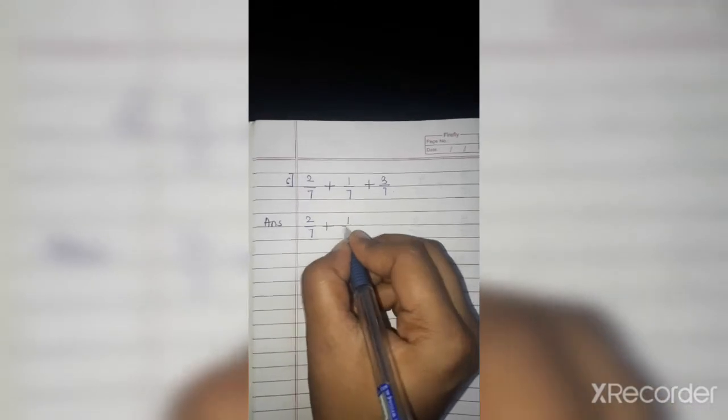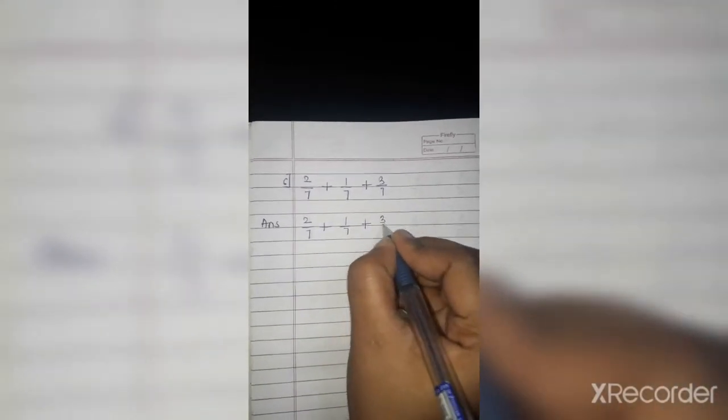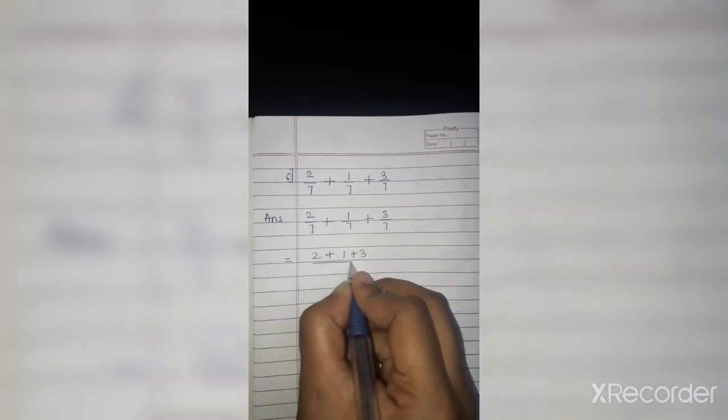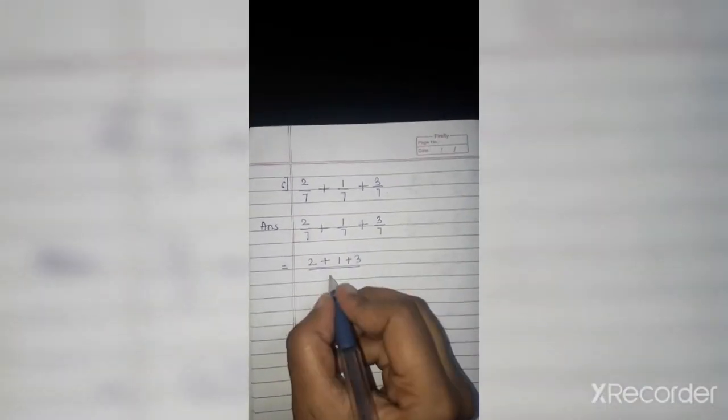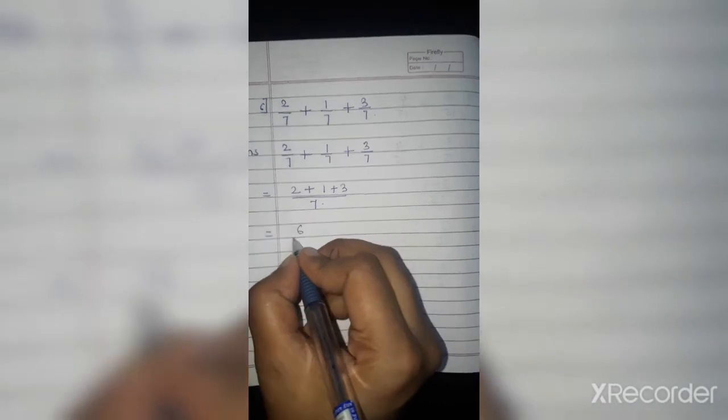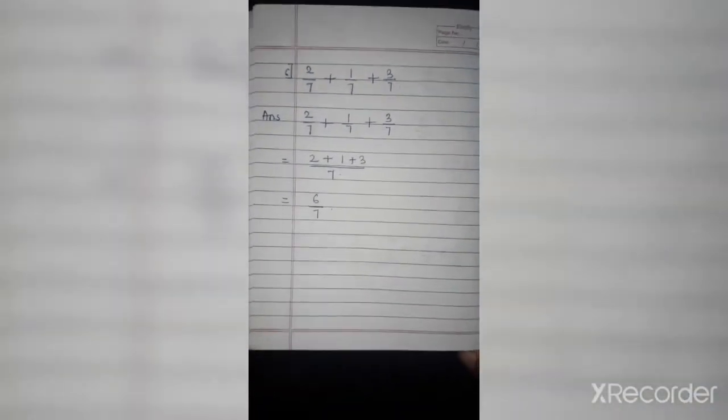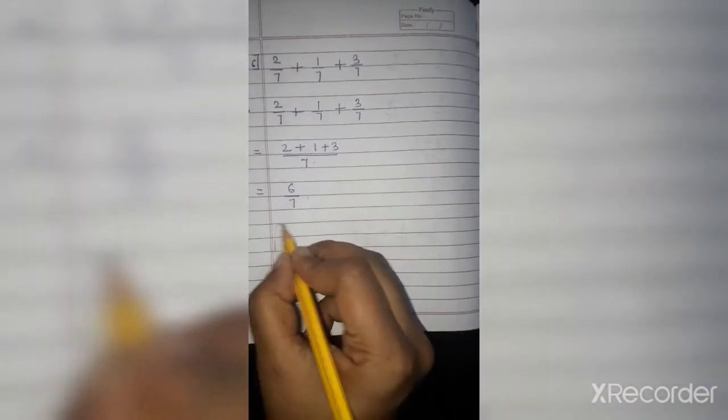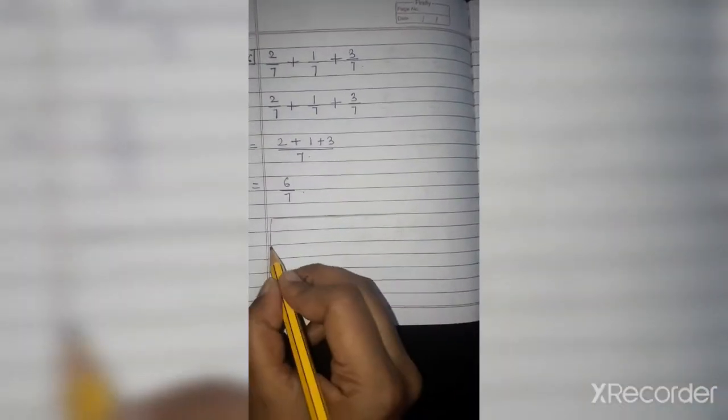2 upon 7 plus 1 upon 7 plus 3 upon 7 is equal to 2 plus 1 plus 3, and as all the 3 denominators are the same, we will write one common denominator. So your answer becomes 2 plus 1, 3, 3 plus 3, 6. So your answer is 6 upon 7. Now again make the box and we will write the answer.